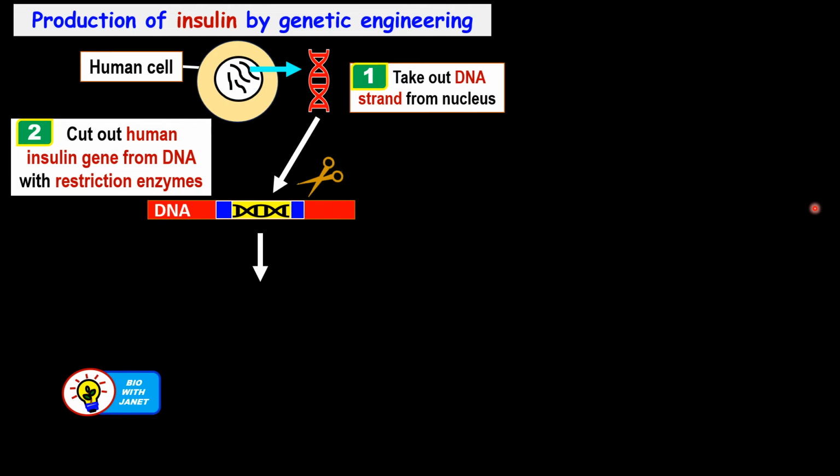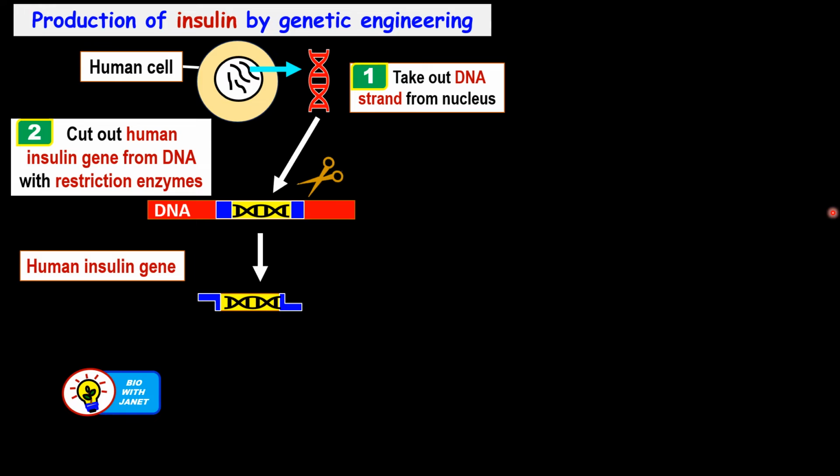So this is just a symbol to show the restriction enzymes. So after that, we have the gene for production of insulin. It's a human insulin gene, right? As you can see here, the DNA is found inside the gene. So the gene is a segment of the DNA.